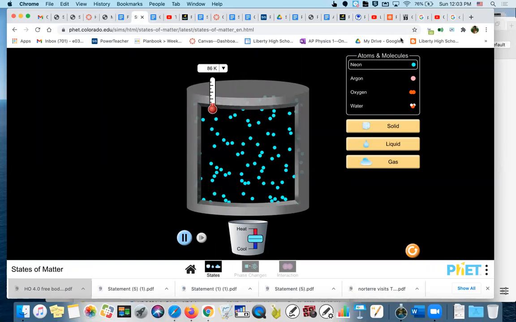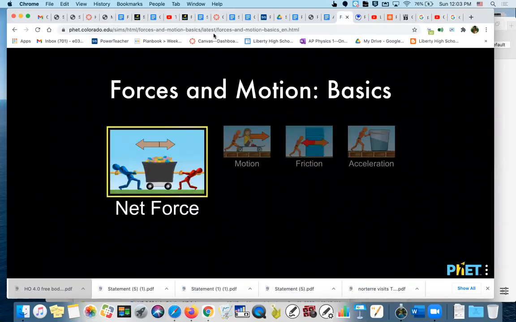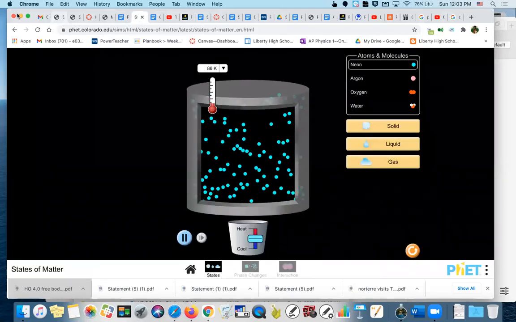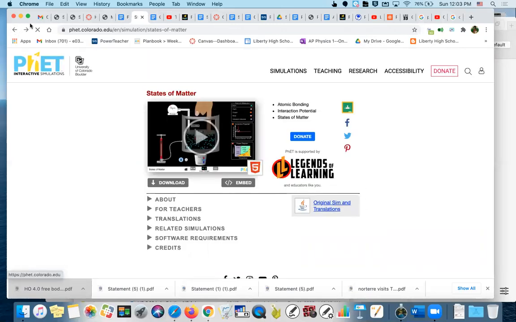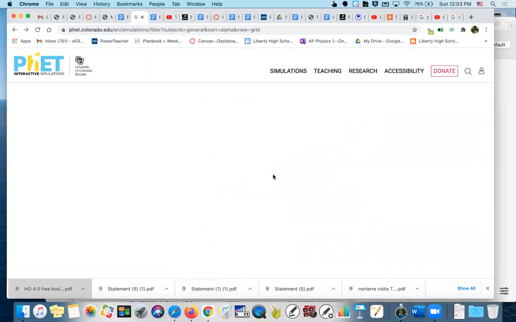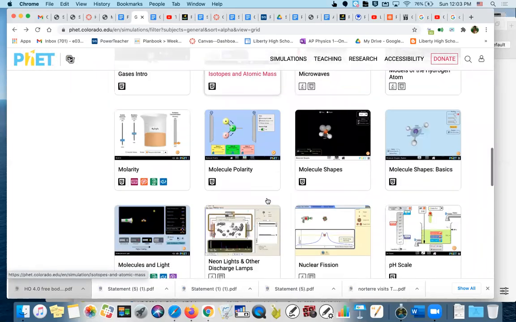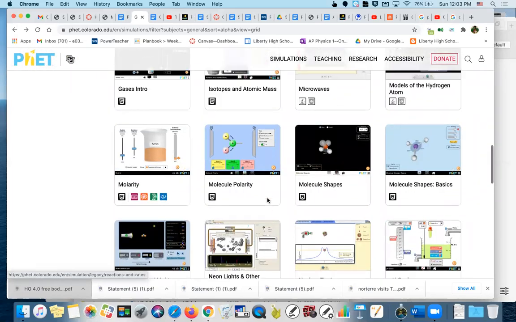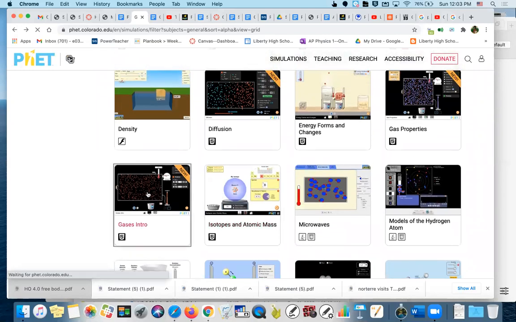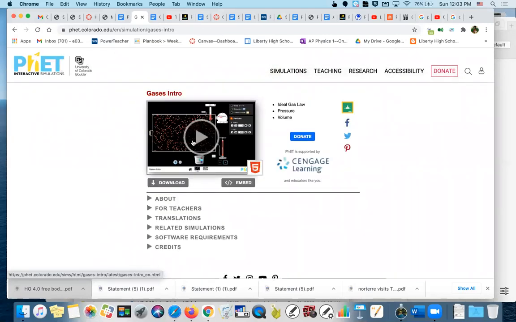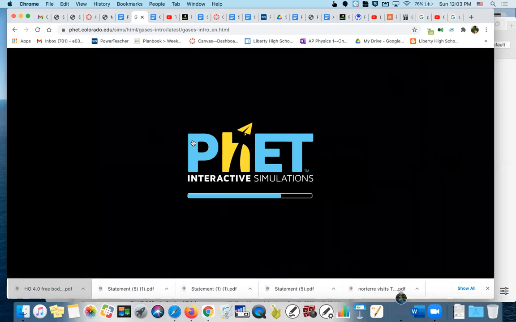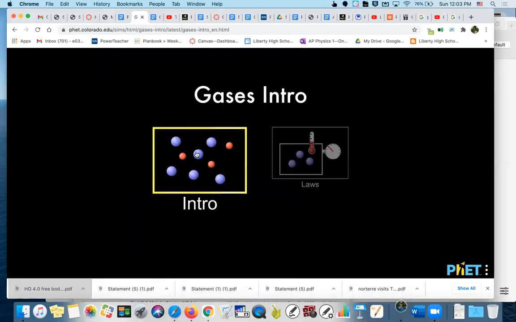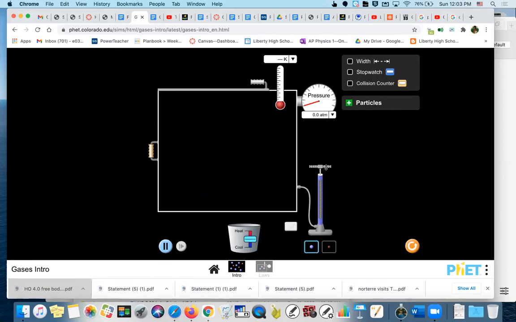When we say they're easy to compress, let me see if I can pull up a different simulation. That's not what I want. Let me go back and pull up the simulation, let's go with Intro to Gases. When we talk about the properties of gases, some of the things we can talk about here is, let me pump some air, put some gas particles in our container.